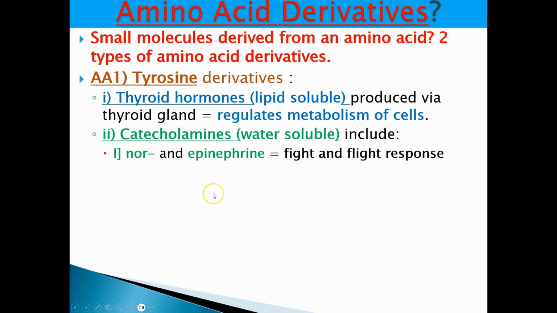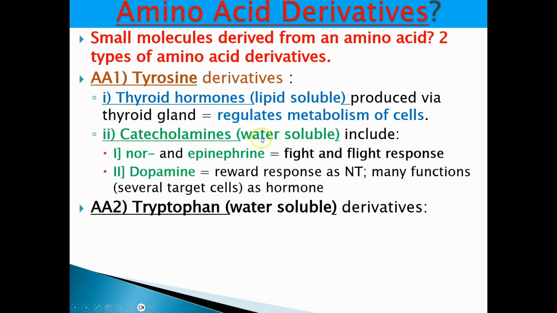The other catecholamine to note is dopamine, and they're called catecholamines because they're water soluble. Dopamine, you should know, is your reward center response, right? It's often the neurotransmitter, but there are a lot of functions overall as a hormone. You just need to be able to classify dopamine as a catecholamine and know that it's a tyrosine derivative. That's it. Norepinephrine, epinephrine and thyroid hormones are the must-know ones. Dopamine, you just need to categorize as a catecholamine.